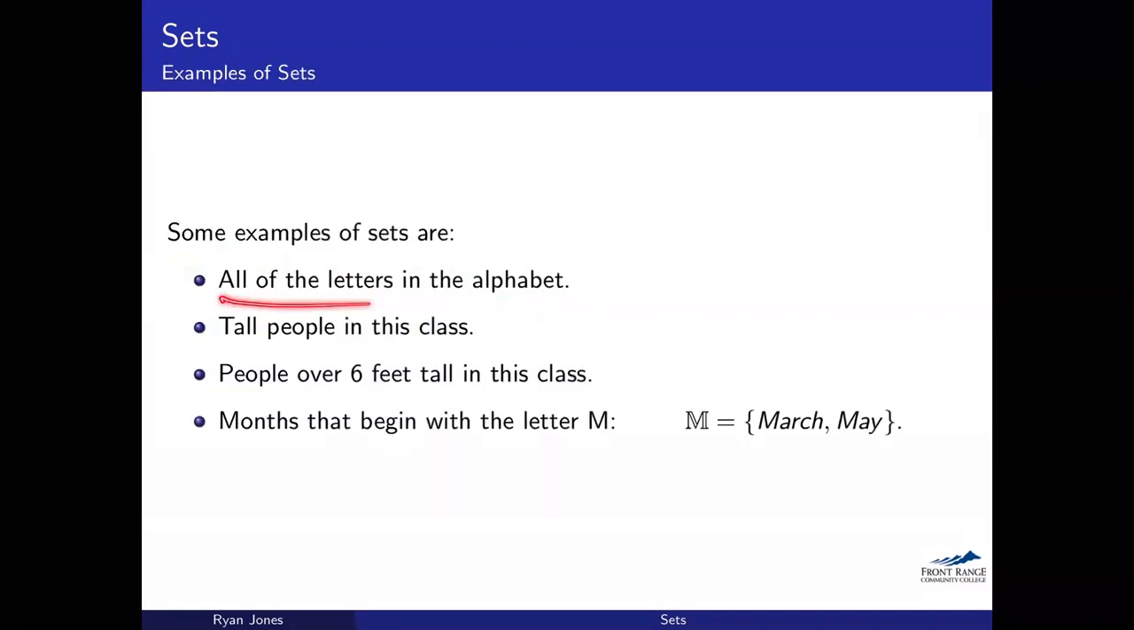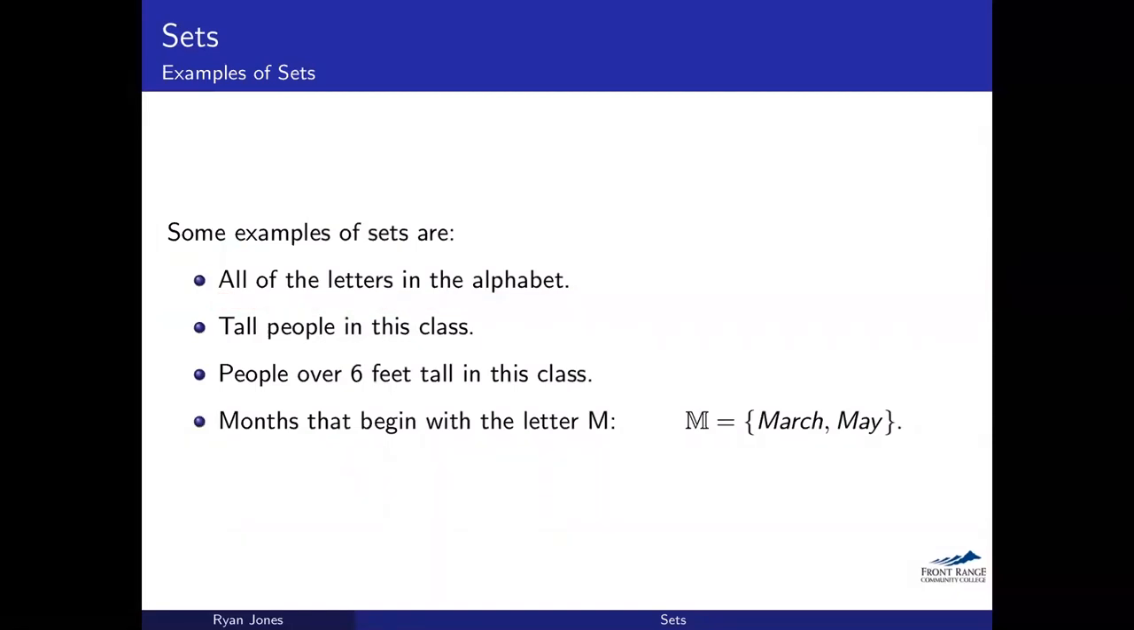So if I take all the letters in the alphabet, that's a set, right? A, B, C, D, E, F, G, all the way down to Z. That's a collection of objects. And even better, we can assign a name to it, right? All of the letters in the alphabet are just the alphabet, right? Let's look at another.